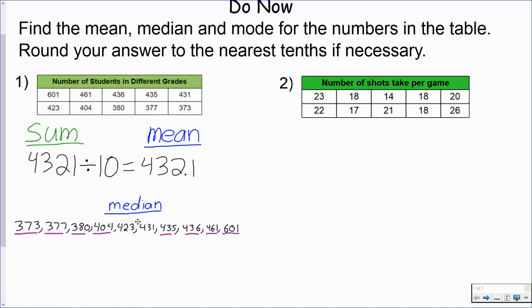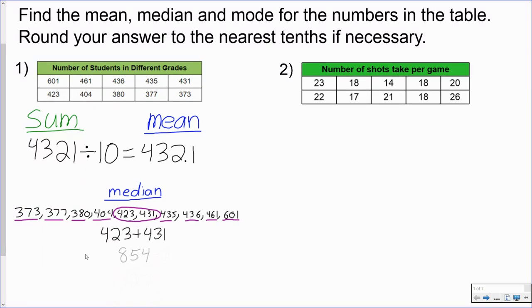So I will add them up. 423 plus 431 is 854. We will divide by how many there are. There are 2 of them. And you get 427. So the median, the very center number when listing them in size order, is 427. Median is the number in the middle when they're listed in size order.